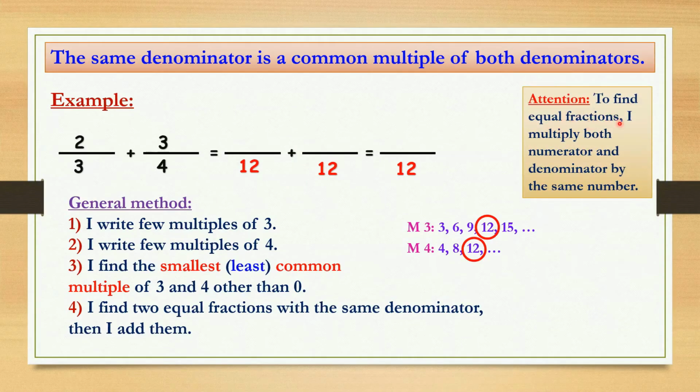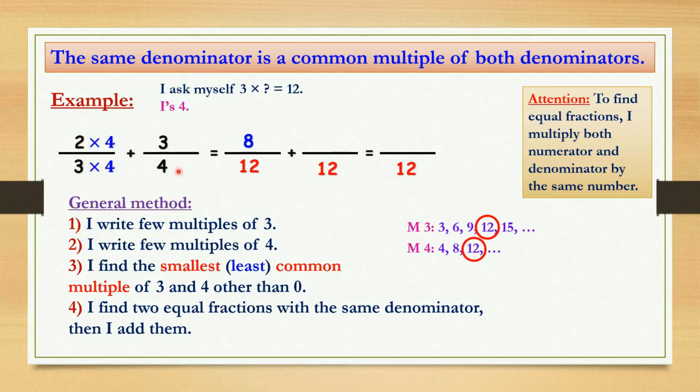Attention, to find equal fractions, I multiply both numerator and denominator by the same number. So to find this fraction equal to 2 over 3, whose denominator is 12, I ask myself 3 times what equals 12? It's 4. So I multiply both denominator and numerator by the same number 4. I do 2 times 4 and I write the answer here. 2 times 4 equals 8. So 8 over 12 is a fraction that is equal to 2 over 3, whose denominator is 12.